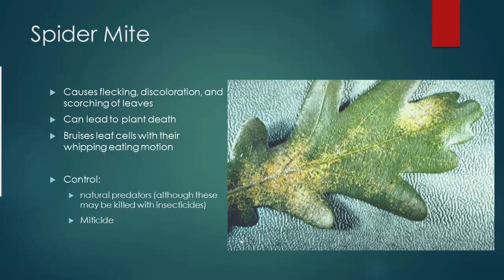Spider mites are itty-bitty mites. Usually you will see the damage well before you see the mite. They do make a web somewhat like a spider. It's actually not an arachnid, it is a mite. And so you would use miticide to control it. That causes flecking, discoloration, scarring, and scorching of leaves. It can lead to plant death, so it's important to diagnose this problem early on in order to correct the problem.